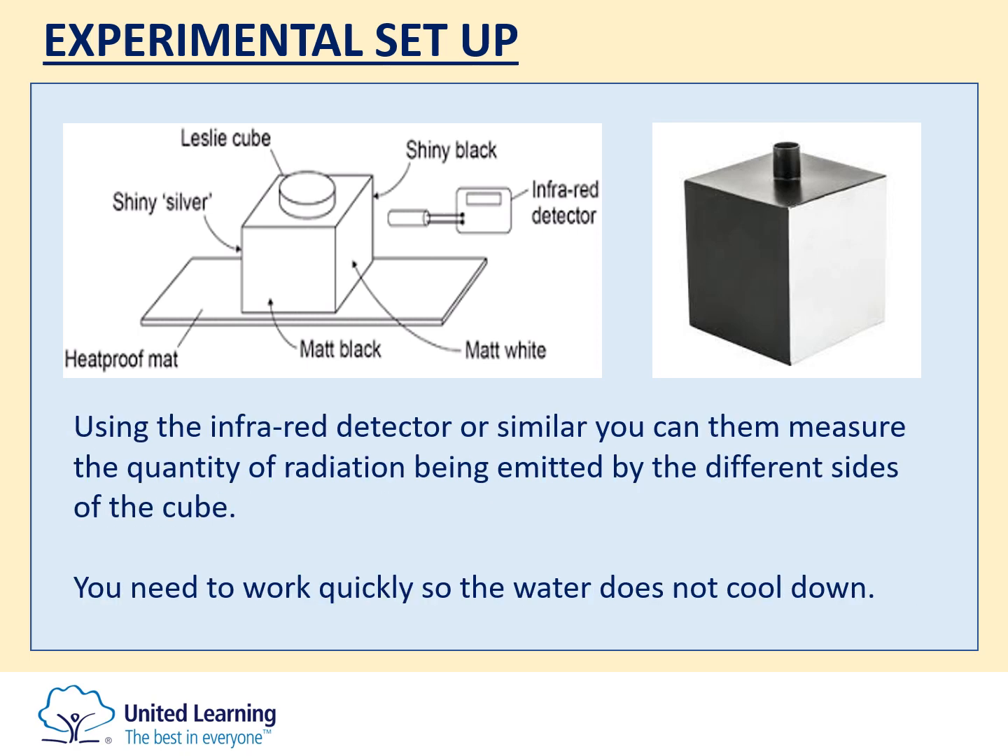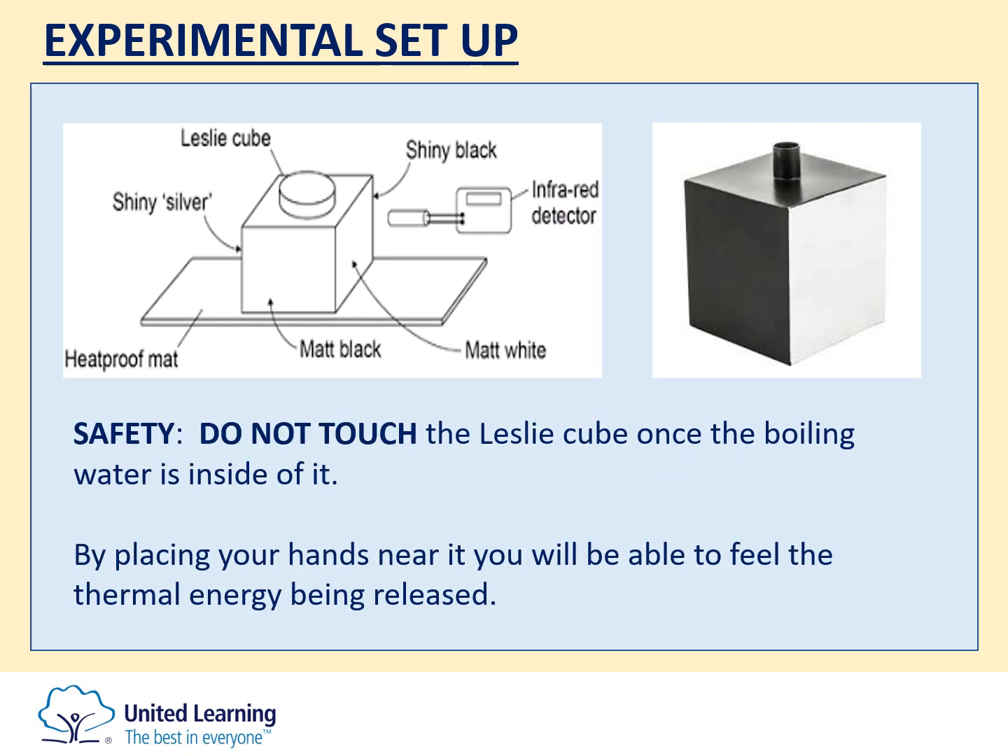Now, you have to work quite quickly with this. By positioning the thermal imaging camera or the infrared detector at a fixed distance away from either side of the cube, you can get a measurement for the amount of infrared radiation that is being emitted by the different sides of the cube.